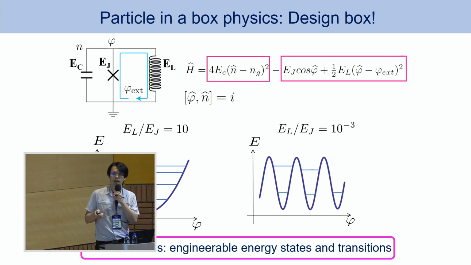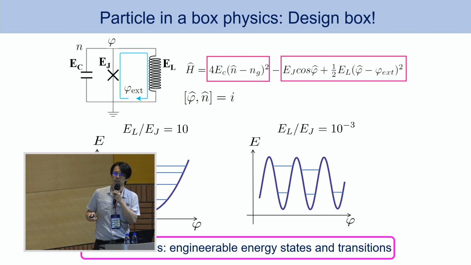So for example, if I put in the two extreme parameter limits, here EL is much larger than EJ, then basically this parabolic term is more important compared to this cosine term, and your potential more or less looks like this parabolic potential. But because of the modulation of this cosine, it's not exactly parabolic, so the eigenstates are not equally spaced. So this can be achievable.